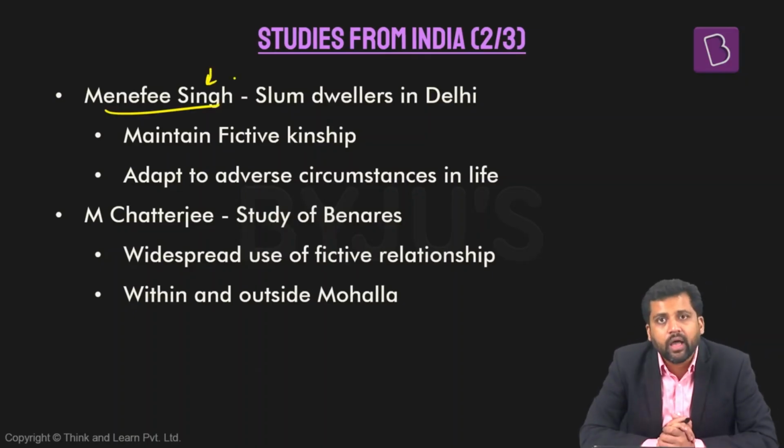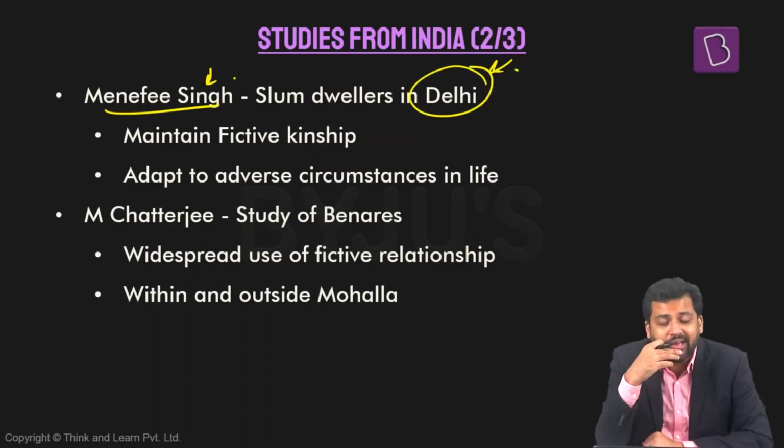Another study by Mahinder Singh among slum dwellers in Delhi. Slums, that means urban areas. You would expect that in urban areas, in slums, you will have nuclear families, and those who will be staying here will be migrants. Their family will be back home in the villages, maybe. So their kinship ties with people back home would have become weaker. Mahinder Singh finds a very interesting trend. Among the slum dwellers, there is what is referred to as fictive kinship.